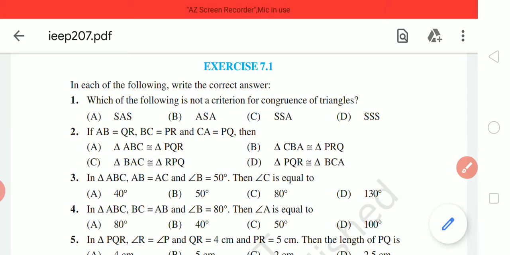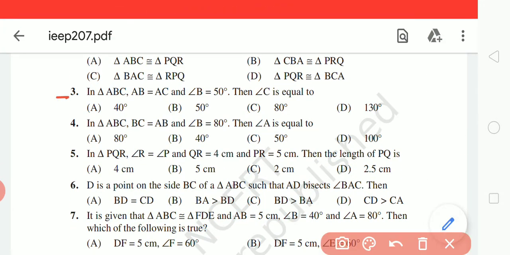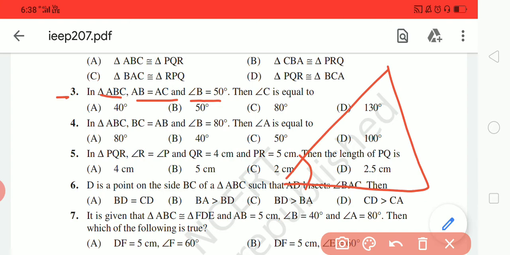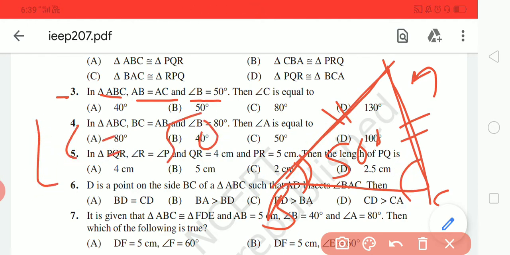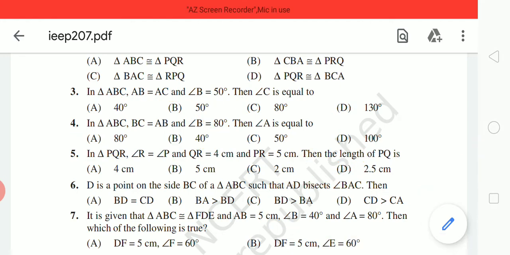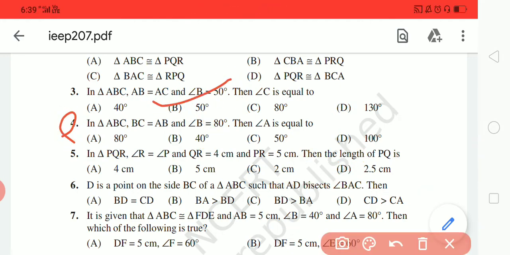Now come to the third question. In triangle ABC, AB equal to AC, angle B is 50 degrees and C will be. If you take this triangle with angles B, C and A, we have B as 50 degrees and also AB equal to AC. You know that the angles opposite the equal sides are equal. So C will be equal to 50 degrees. Let us check the options. Which option is showing the same? That is option B.